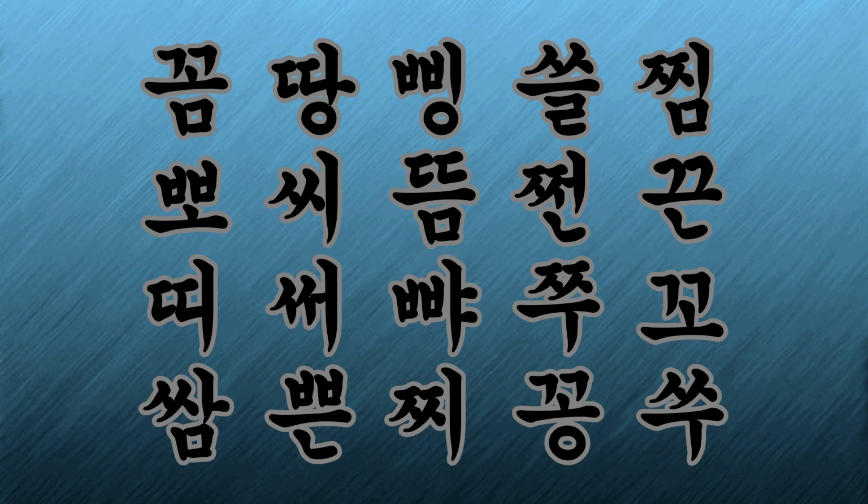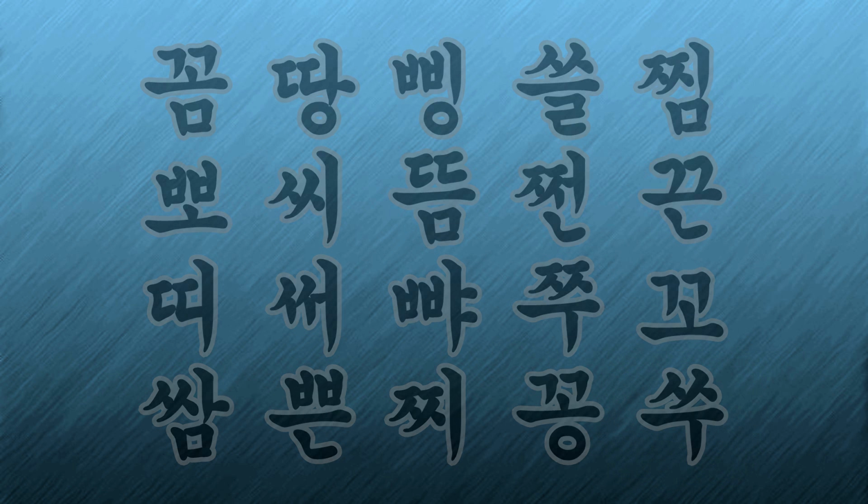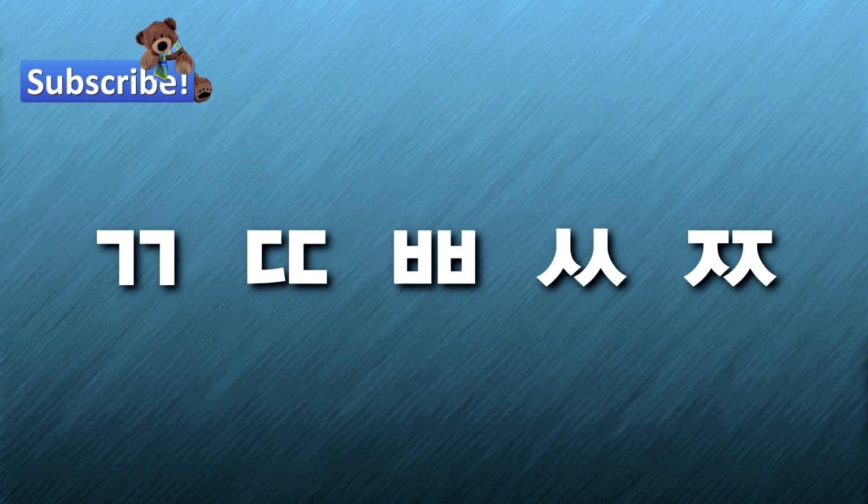Here are the answers. 곰, 땅, 빙, 쓸, 짐, 보, 시, 뜸, 전, 근, 디, 서, 뼈, 주, 고, 삼, 분, 지, 공, 수. After this lesson, practice by making your own syllables using double consonants. With practice, you'll be able to easily pronounce and recognize double consonants from normal consonants.